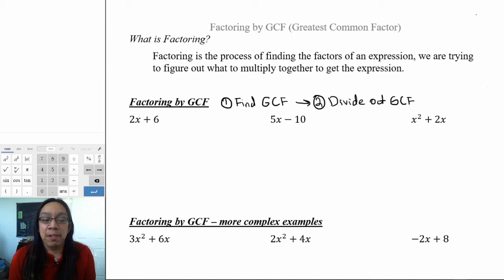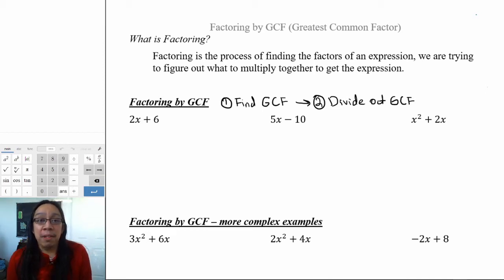In this video, we're going to be talking about how we can factor expressions by using the greatest common factor of that expression. We're also going to be talking about what factoring is and what the goals of factoring are. So without further ado, let's go ahead and get started.